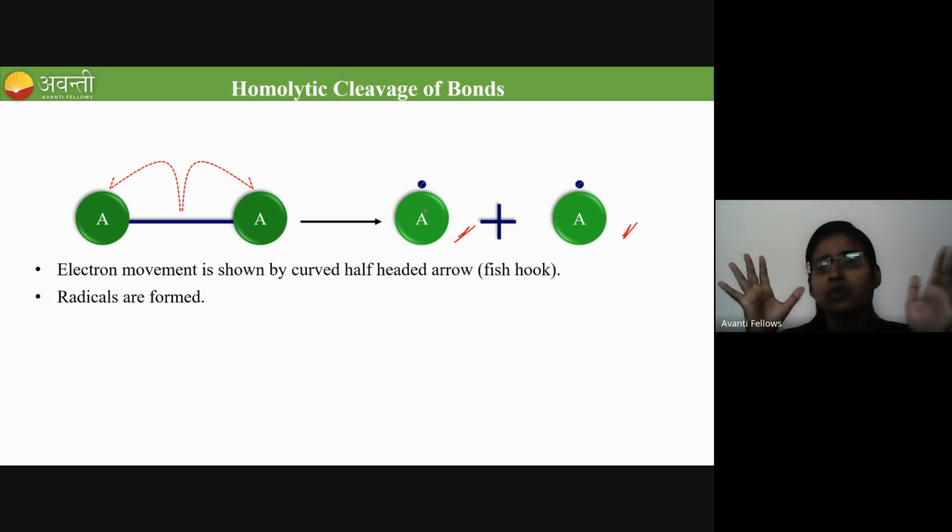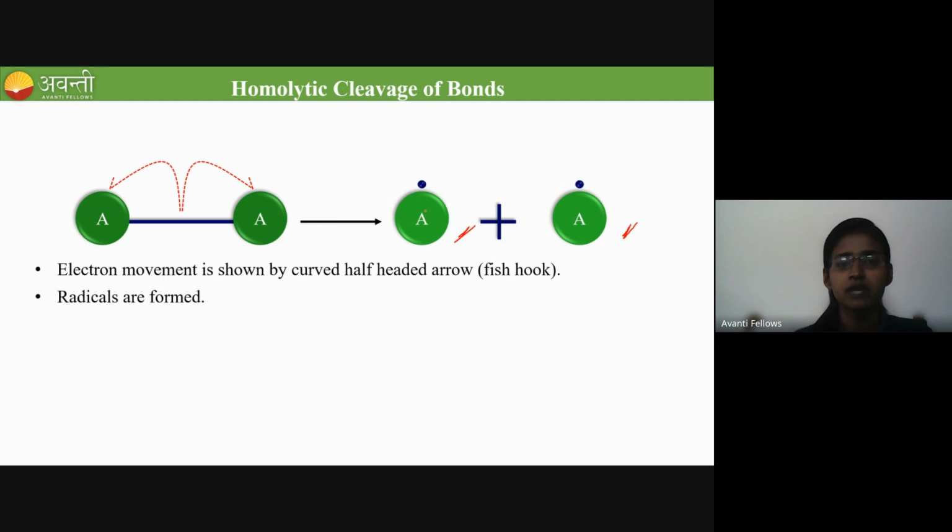Now how do we know that this particular molecule will give radicals? How can we find out that this particular molecule will form only radicals? How do you identify?